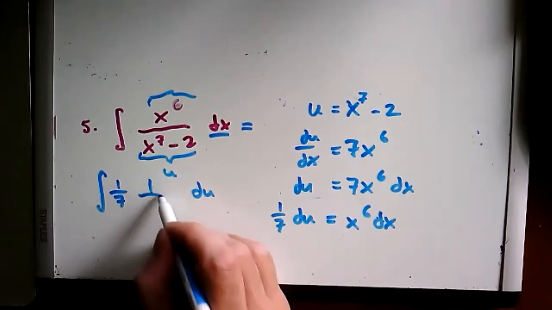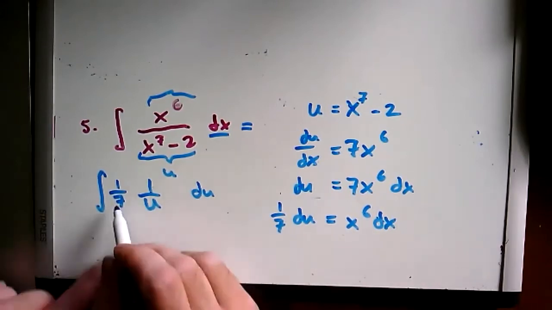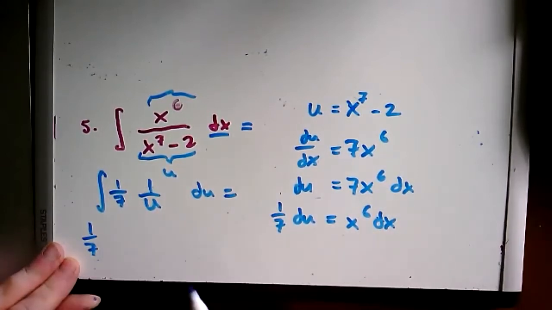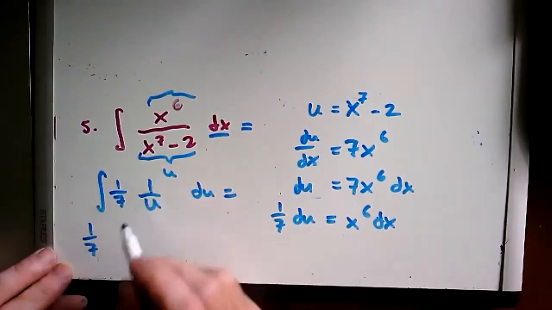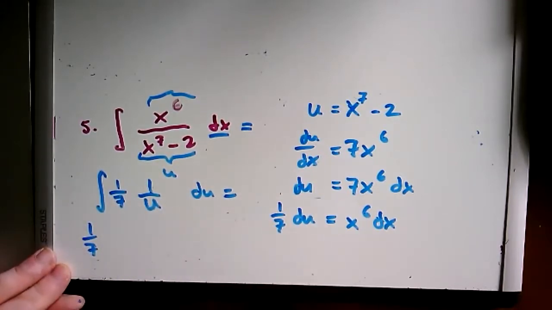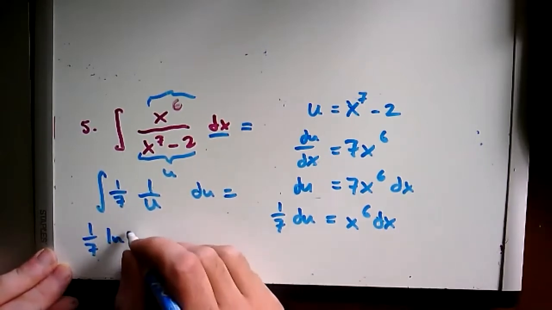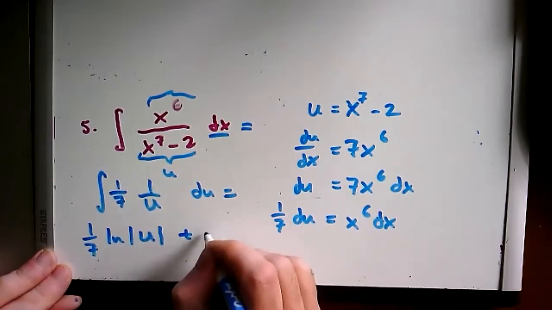And then we have just 1 over u. So our new indefinite integral is 1/7 times 1 over u du. That 1/7 we could put out in front if we want. We'll just do that in the next step. It's a constant multiple. It can be factored out. And the antiderivative of 1 over u, well, we know that the derivative of natural log x is 1 over x. The derivative of natural log u is 1 over u du. And so our antiderivative here is going to be the natural log of the absolute value of u plus c.